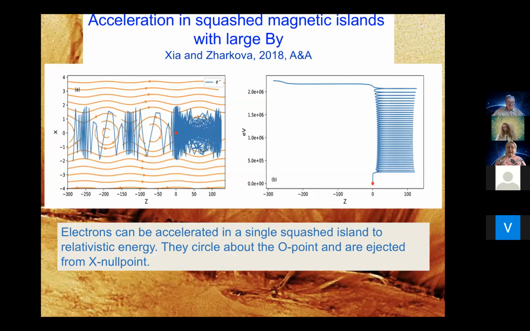So how does acceleration happen in an island? It mostly happens for electrons. They run around the island near its shells, and electrons can be accelerated in a single squashed island to relativistic energy. This resolves the particle number problem, because particles can be very effectively and quickly accelerated, basically from one axonal point to another. This is quasi-Fermi acceleration: they pick up energy at an axonal point, get reflected into the island, reach another axonal point, and are again reflected.